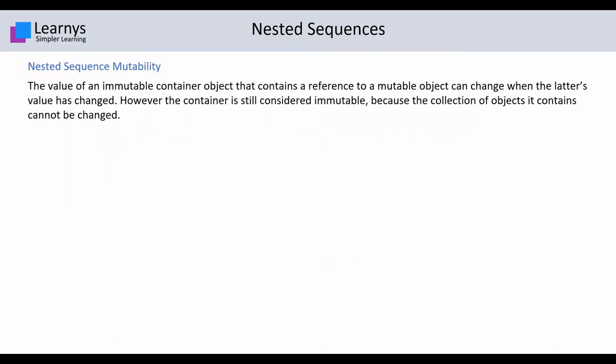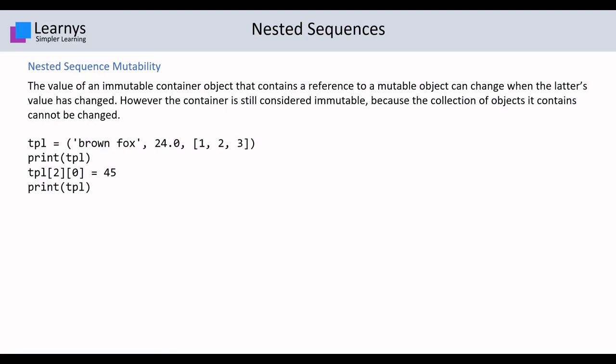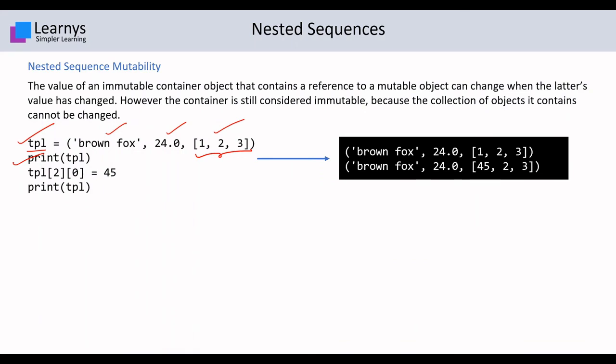Nested sequence mutability. Let's see an example and understand this. Let's say we have a tuple having a string, a float, and a list. Remember that tuple is immutable, string is immutable, float is immutable, but list is mutable. So when we try to print the tuple, we get the values as they are. When we try to change the values of the list inside the tuple, that is tuple[2][0]: at index 0 we have a string, at 1 we have a float, and at 2 we have a list. From here, at the 0th index, we want to change the value 1 to 45.